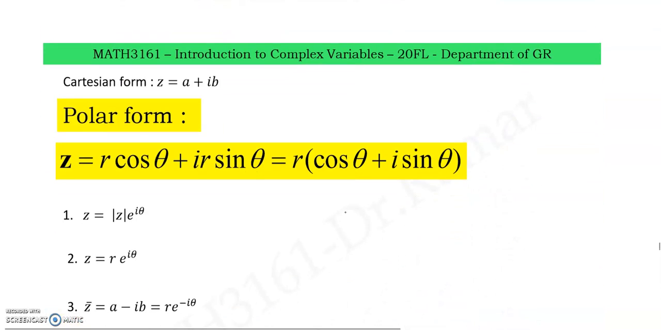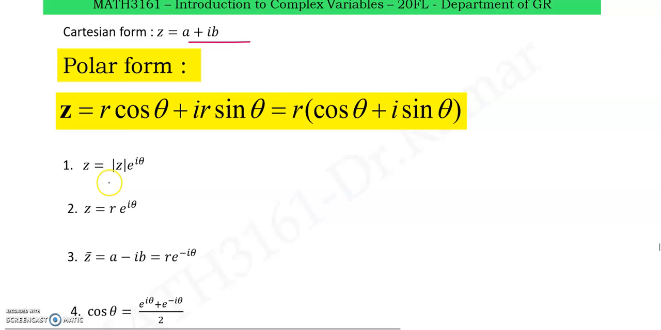Now, already we know that z equal to a plus ib is the Cartesian form of the complex number. Now, what is the polar form? That is z equal to r cos theta plus i r sin theta, which is equal to r, if you take r as a common factor, cos theta plus i sin theta. Okay. Now, here, we are writing this form as z is equal to, what is r? r means nothing but the modulus of z.